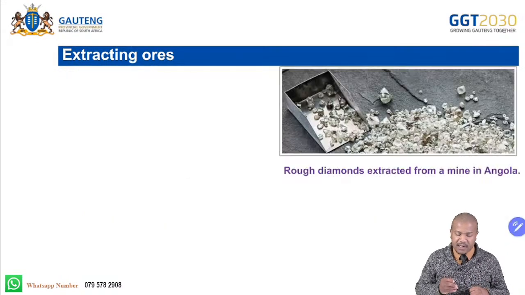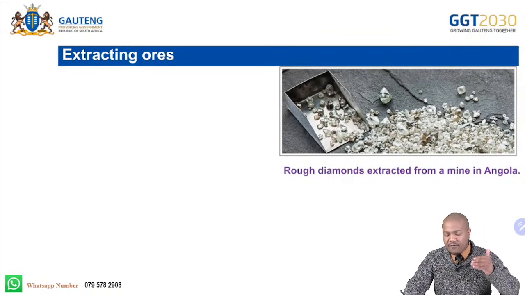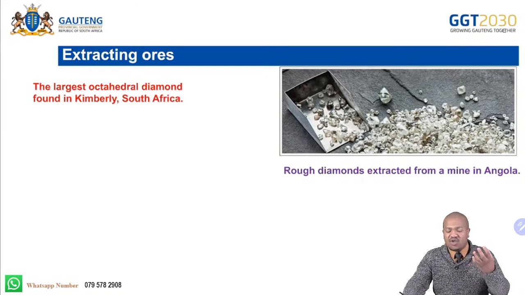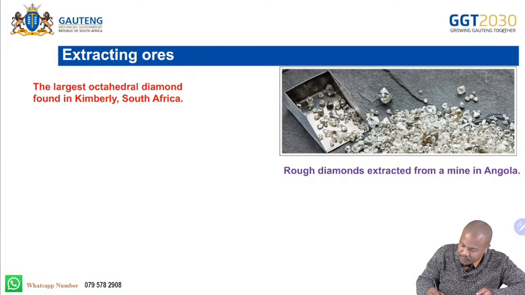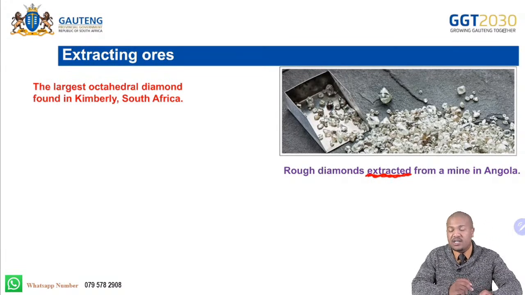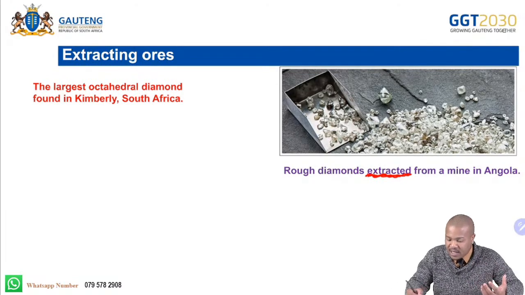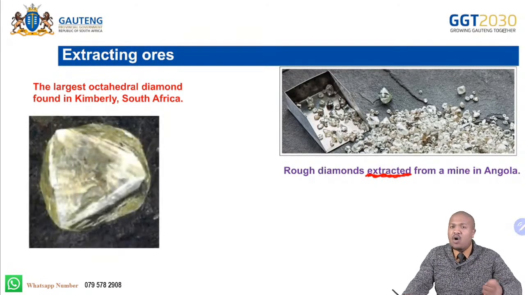Are we together? Right. So now let's look at this example here. This is an example of rough diamonds that are extracted from a mine in Angola, right? So some of these minerals come as raw as they are, and they do not have to be extracted from an ore, right? So rough diamonds are an example of such minerals, extracted from a mine in Angola, right?